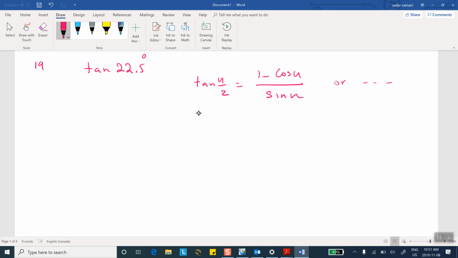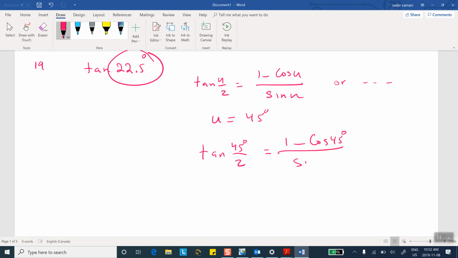It doesn't matter. So we have u equal to 45 degrees, which we know everything about. So tangent of 45 degrees over 2, which is exactly what that angle is, equal to 1 minus cosine of 45 degrees divided by sine of 45 degrees. Now, so tangent of 22.5 equal to 1 minus root 2 over 2 divided by root 2 over 2.